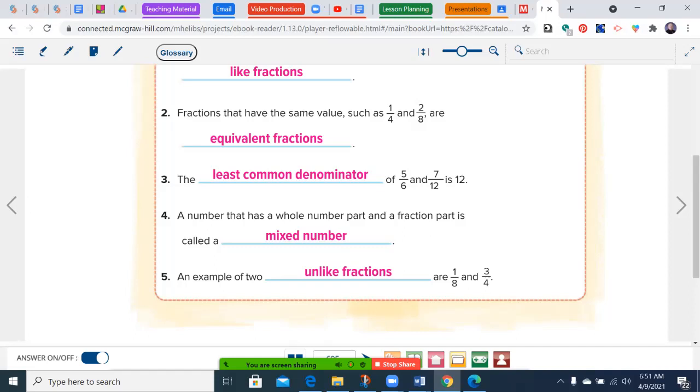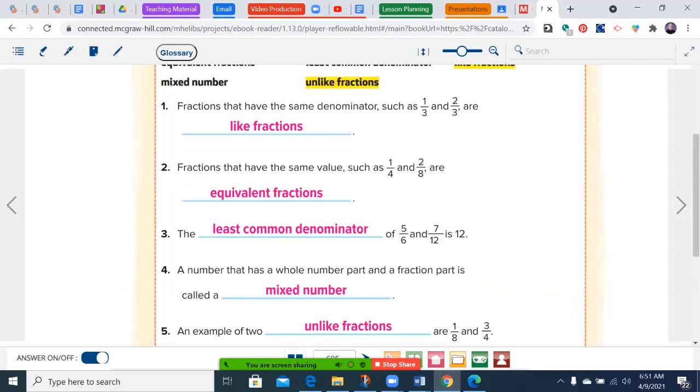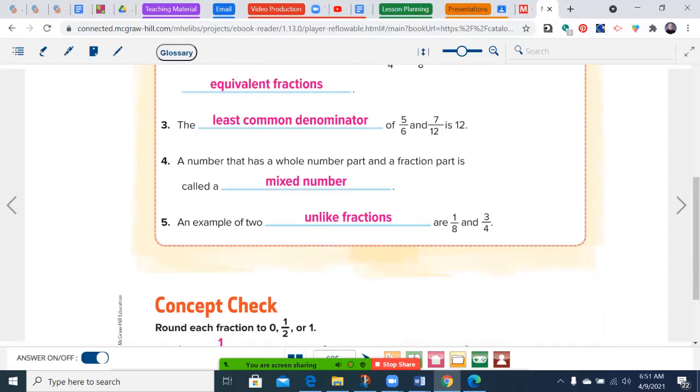A number that has a whole number part and a fraction part is called a mixed number, for example, 4 and 2/3. An example of two unlike fractions are 1/8 and 3/4. So you notice we have an 8 and a 4. Those are not the same, so they are unlike fractions. That's the opposite of like fractions, where the denominators are the same.